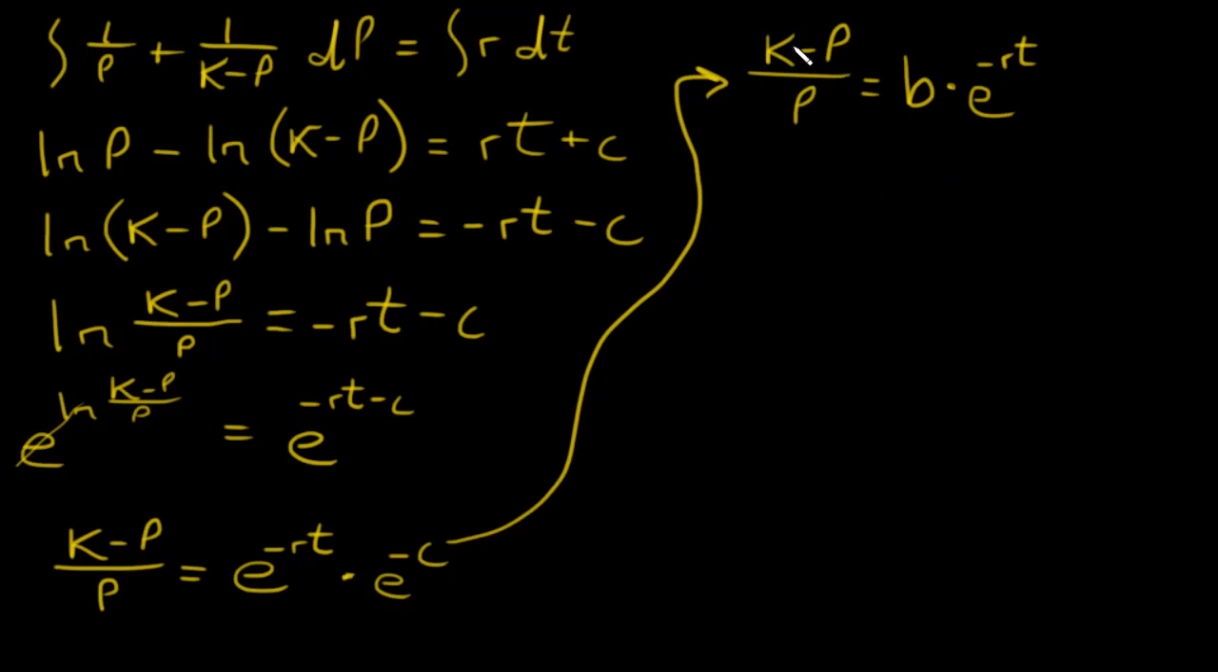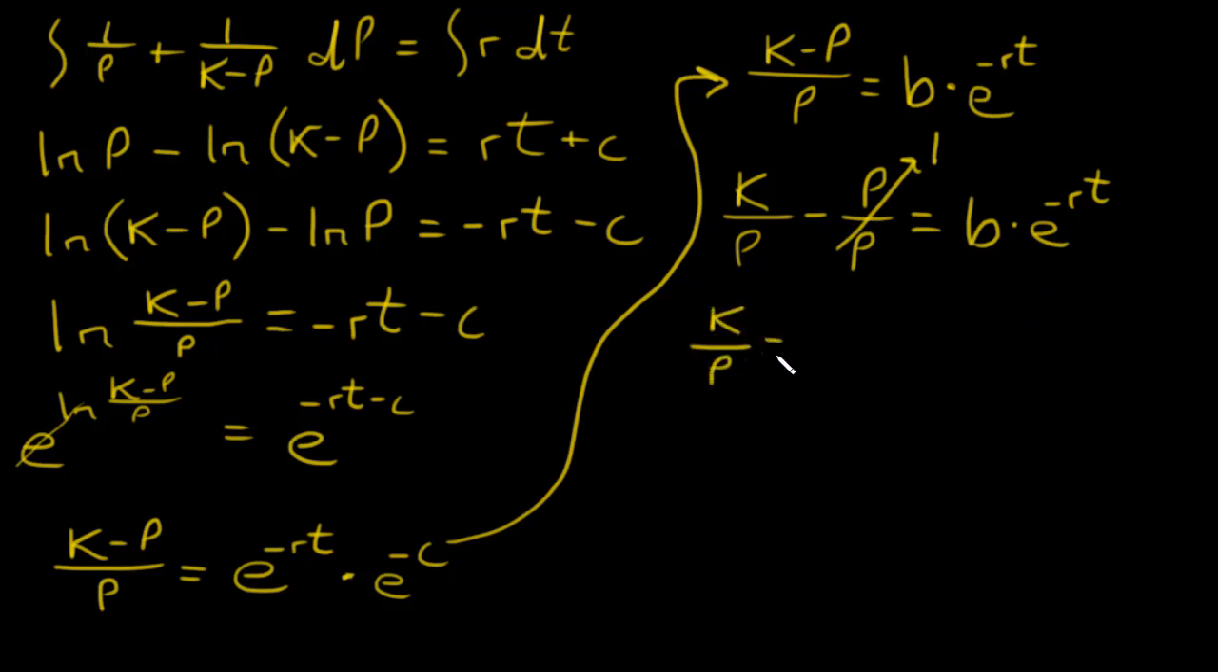So next thing I'm going to do is split this into two pieces. So I'll have k over p minus p over p is equal to Bert. And since p over p, well, that's just a 1, right? I'm now going to move the 1 to the other side. So k over p is equal to 1 plus Bert. Make sure I put that other dot there, to the negative rt.